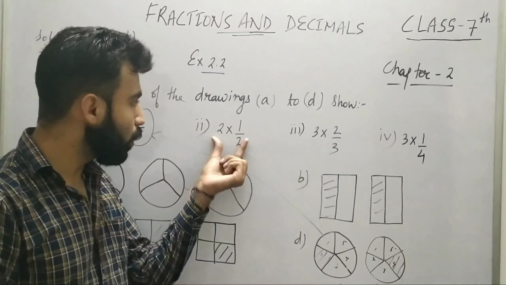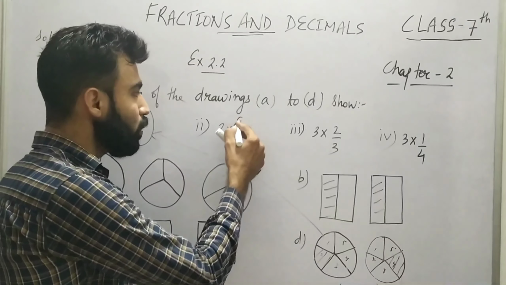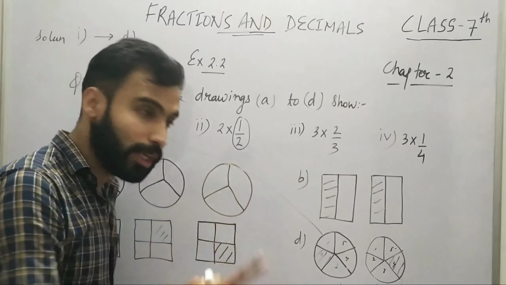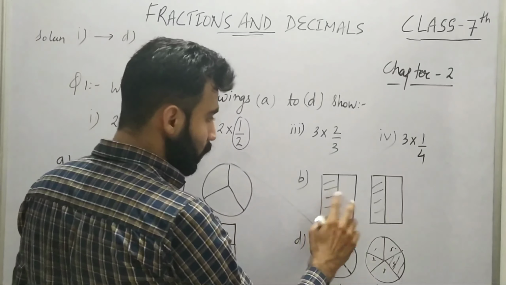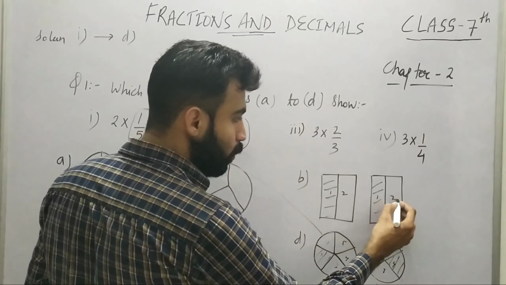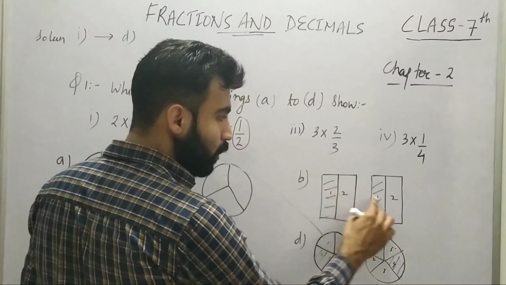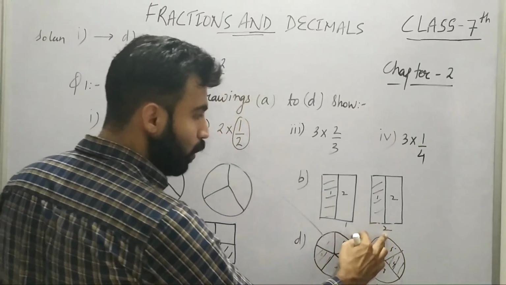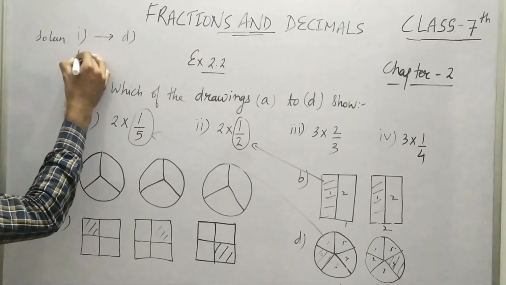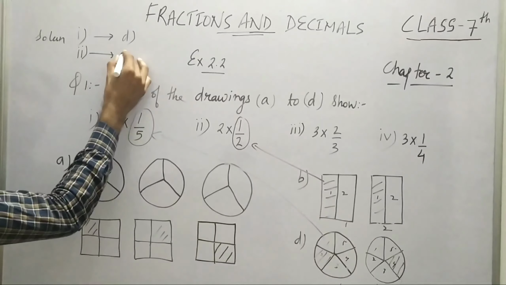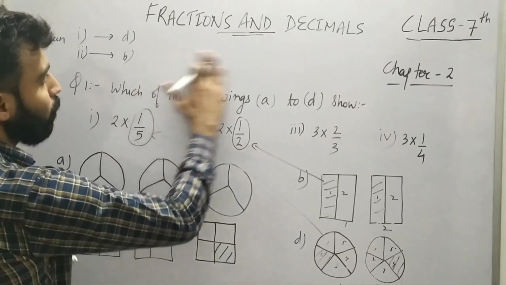So let me find the other one, 2 into 1 by 2. This fraction shows that 1 out of 2 is shaded. So let me see which figure has 2 parts. You can see 1 and 2, 1 and 2. And out of 2, 1 is shaded and there are 2 in number. So 2 into 1 by 2. So this is actually combining with this. So the second part is combining with B figure, right? Let me just rub this.